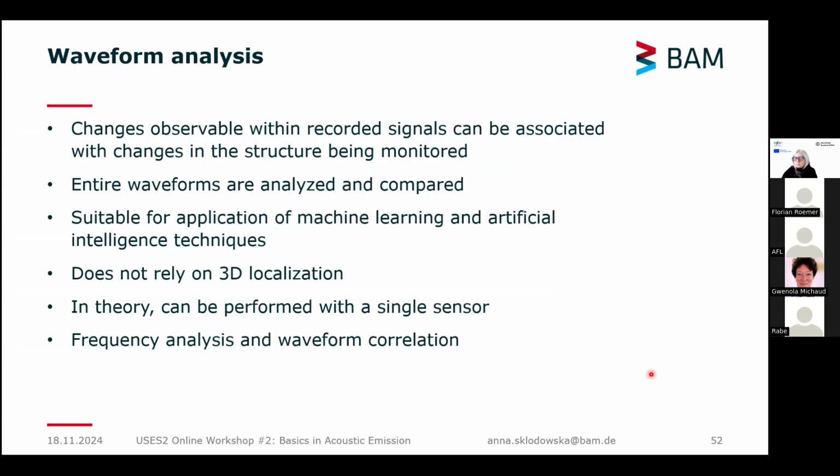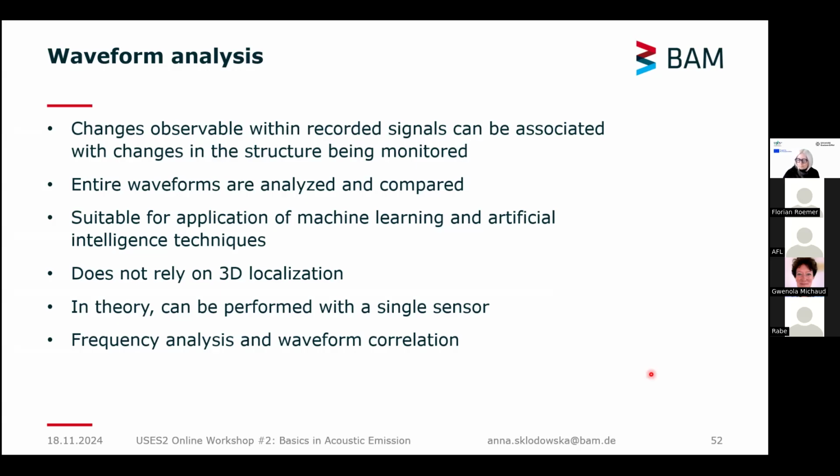So first is the waveform analysis. In this part of the analysis, the idea is that the changes observable within recorded signals can be associated with changes in the structure being monitored. We analyze the whole waveform and compare them with each other. It's suitable for application of machine learning and artificial intelligence since we have the whole waveform. And this part does not rely on 3D localization, in contrast with the next analysis I will be talking about. In theory, it can be performed with a single sensor.